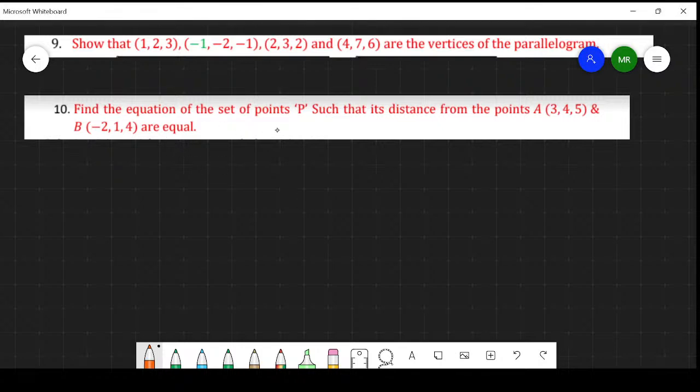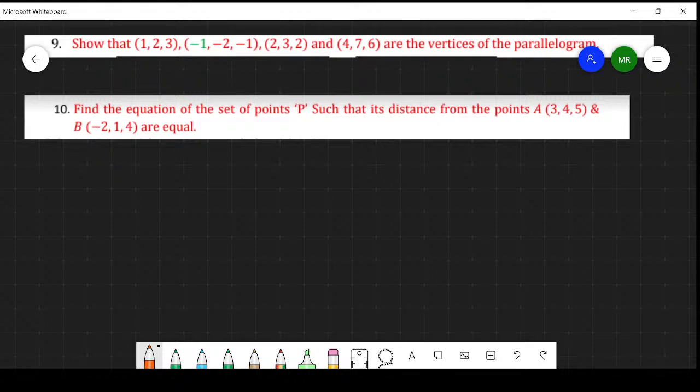Find the equation of the set of points P such that its distance from the points A(3, 4, 5) and B(-2, 1, 4) are equal. They are saying the distances from these 2 points are equal. So they are asking for the locus of that point.